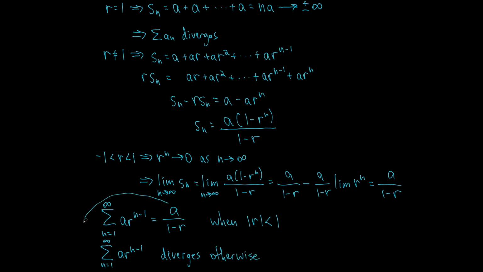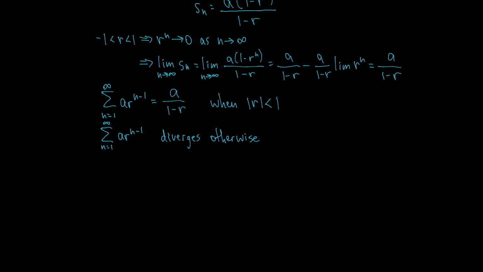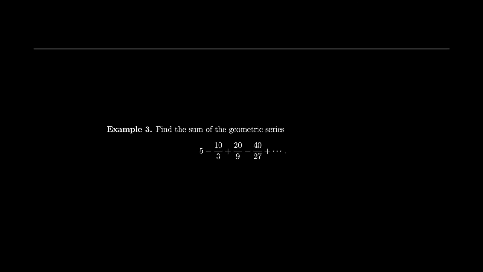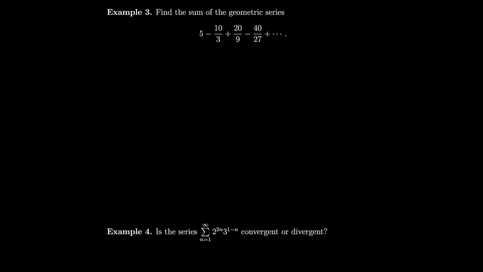So this formula is pretty important, and it only works when the absolute value of r is less than 1. Otherwise, the geometric series will diverge. We'll use it quite often, a over 1 minus r. We'll also use the partial sum formula too. Let's find the sum of this geometric series.